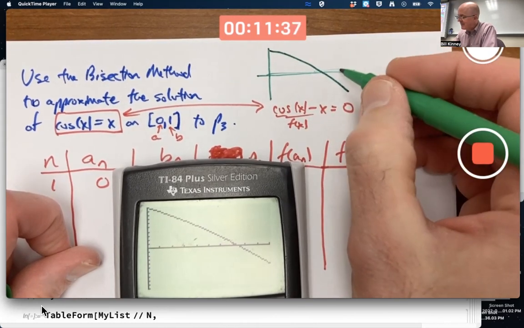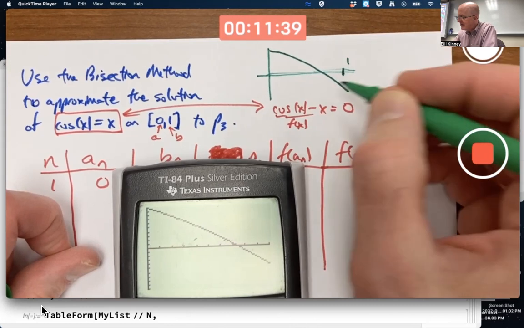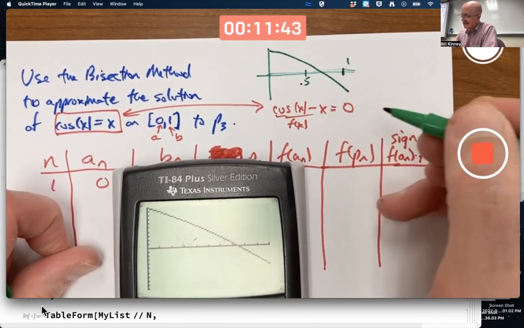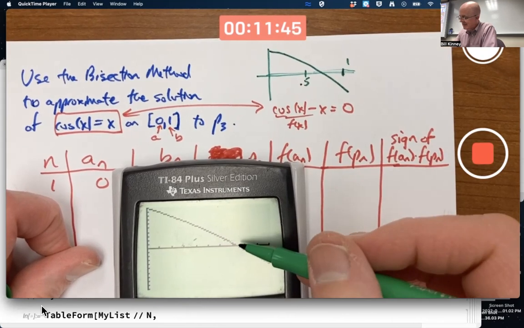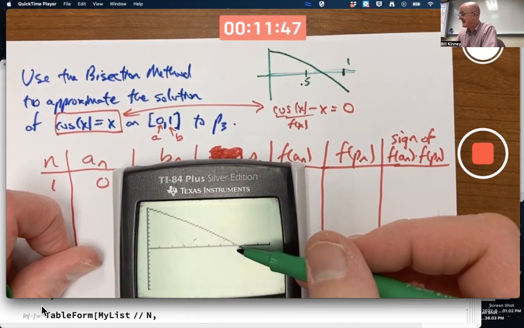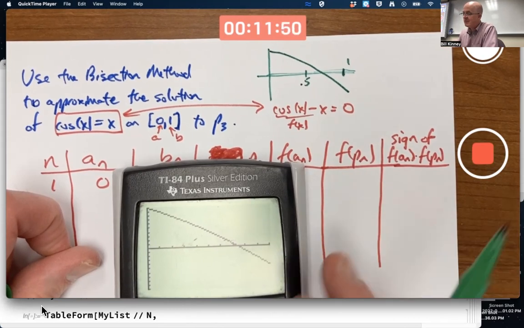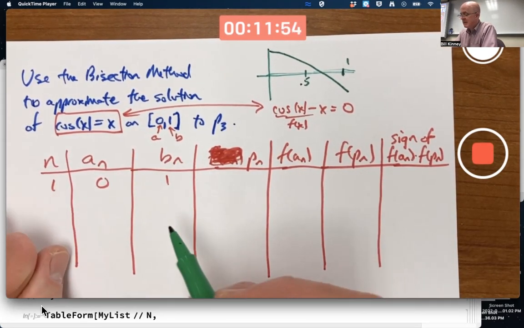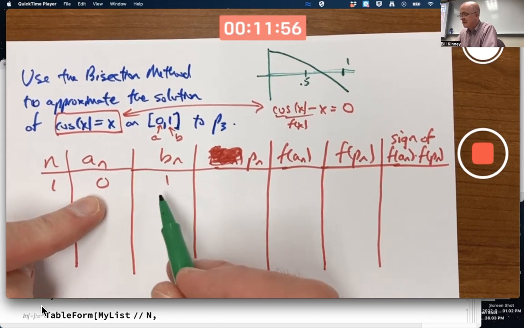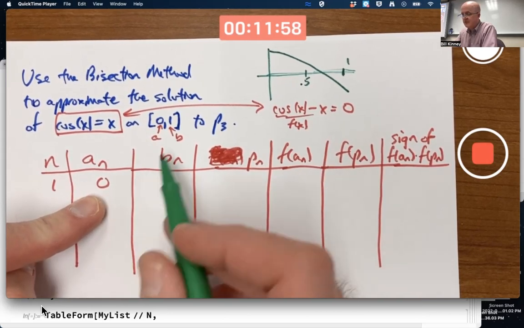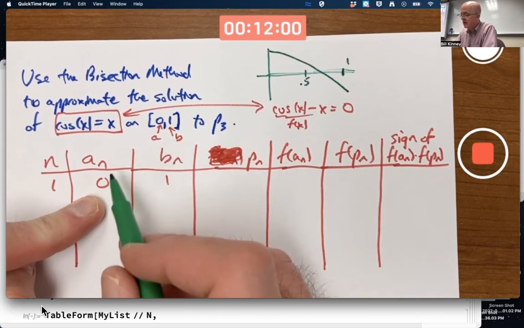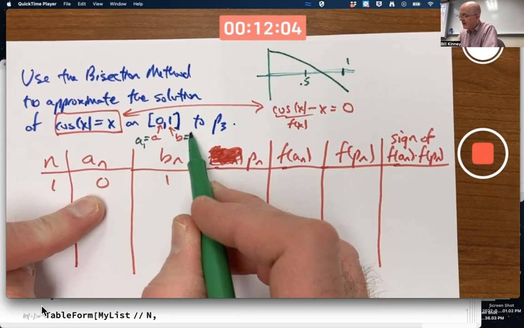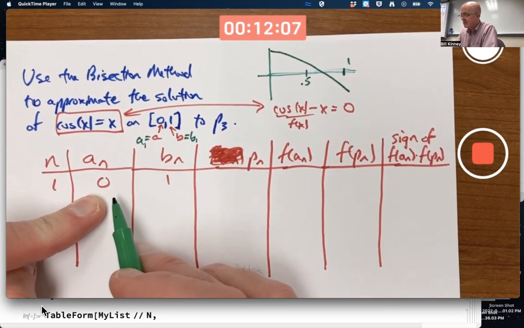Like that. 1 is right about here. 0.5 is right around there. You can see it looks like the root is slightly bigger than 0.7, and indeed it is. But let's go ahead and be careful about the method. So the first step of the bisection method is to take your two endpoints, 0 and 1, of the first interval here. A is 0, B is 1. You would also label this A1 and label this B1.